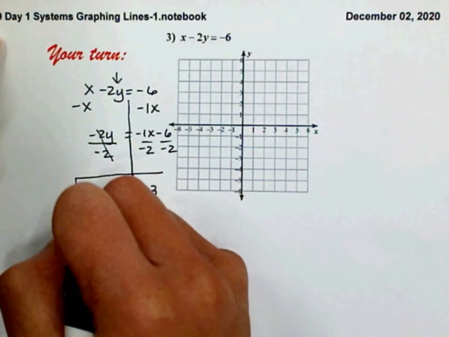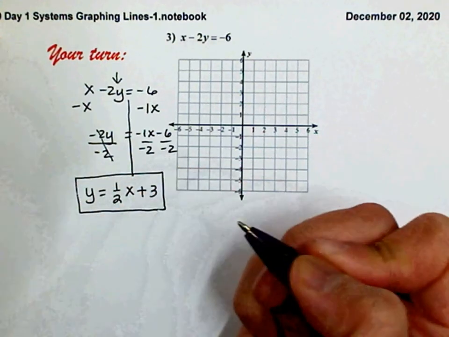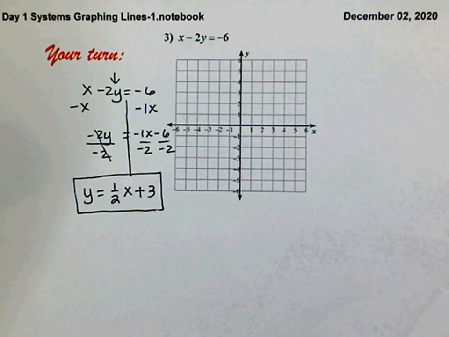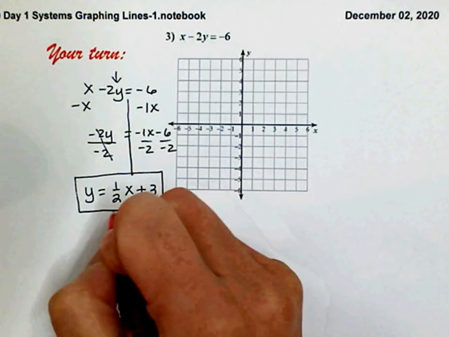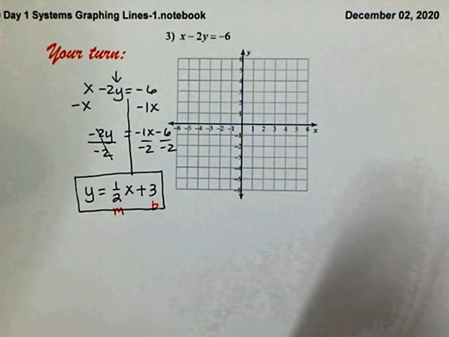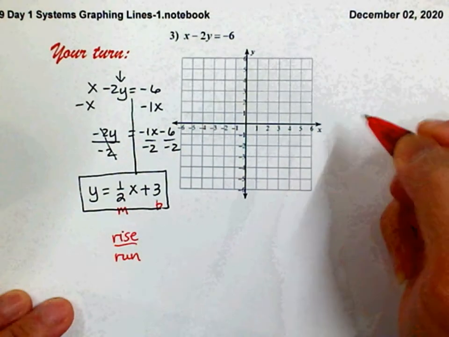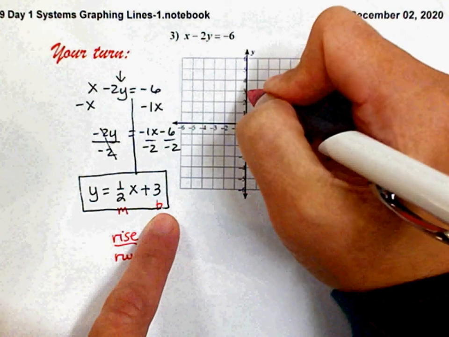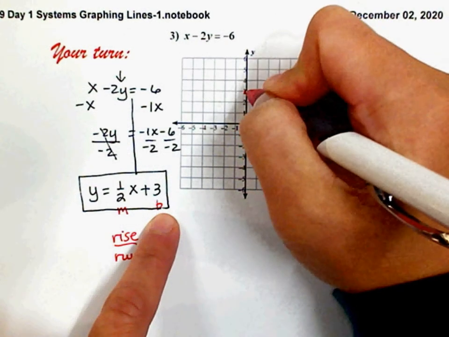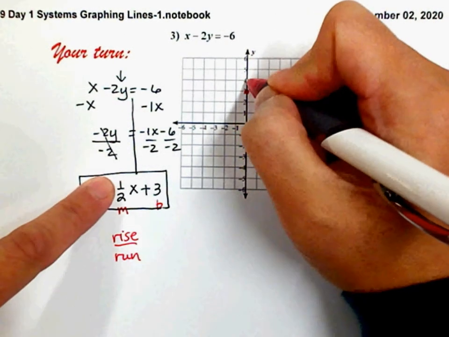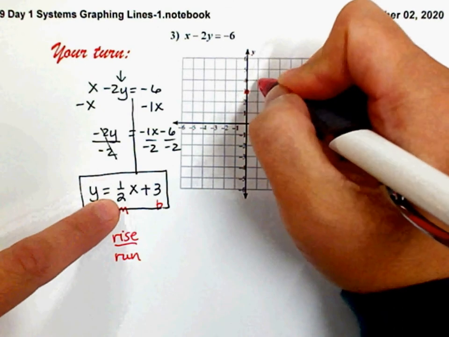And there you have your slope-intercept form. Okay? Here's your b, here's your m. And remember, it is rise over run. All right. B is at 3. Y goes up and down on this axis. Positive 1, so I'm going to go up 1. Positive 2, right 2. Okay?